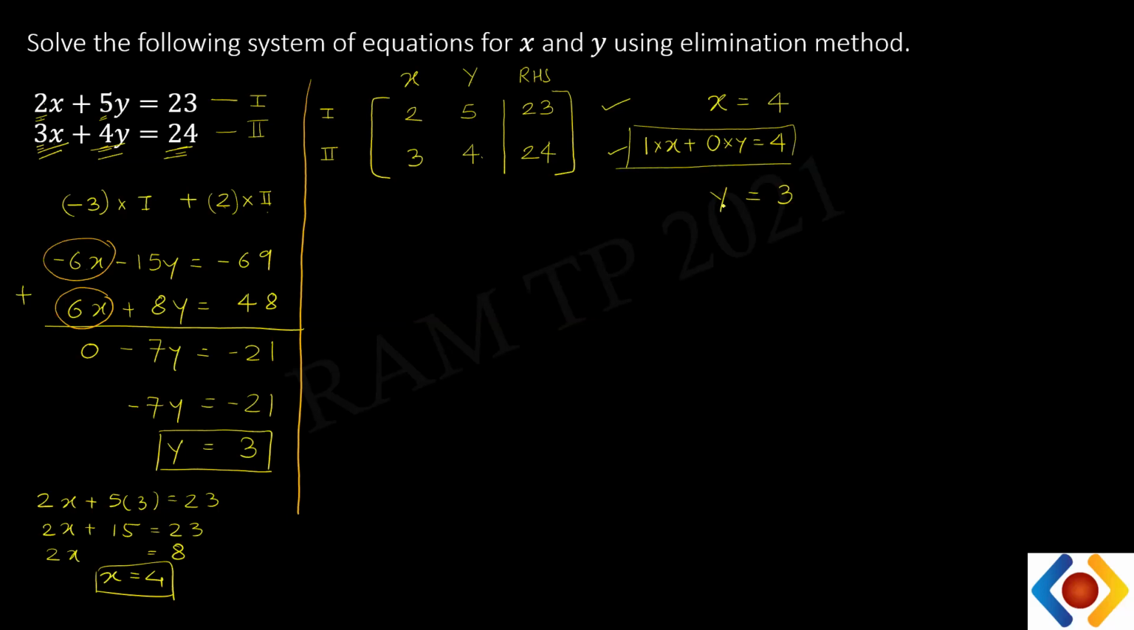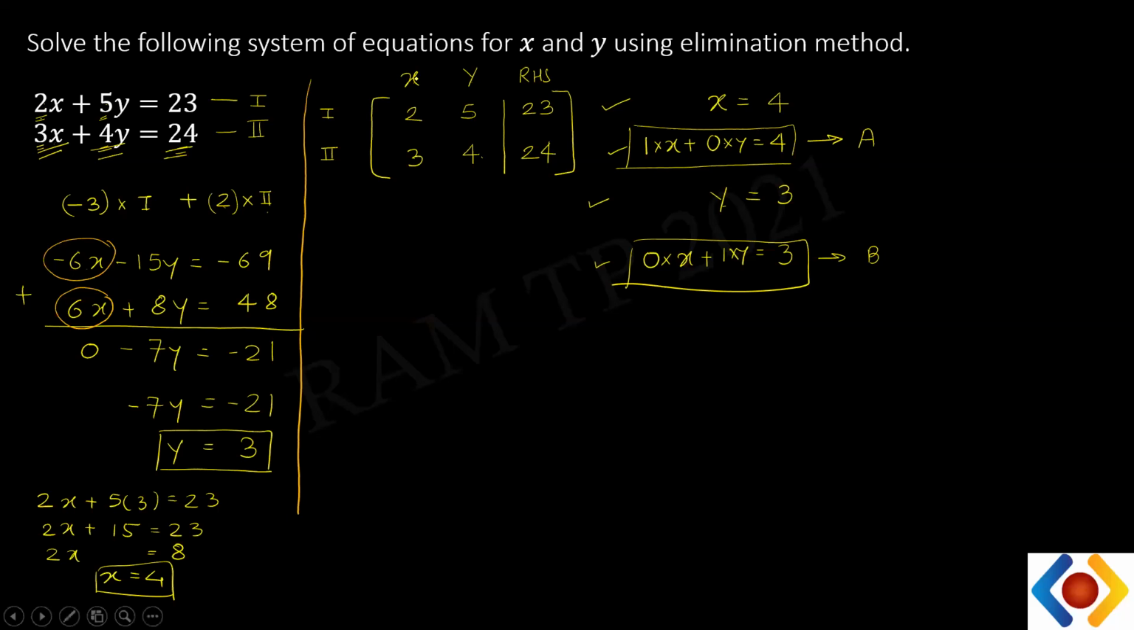Same way, can I write this as 0 times x plus 1 times y is equal to 3? Sorry, this should be x, my mistake. So 0 times x is 0, 1 times y is y. And can I say this equation and this equation are same? Yes, sir. So now we have to convert that matrix into an identity matrix. Let me call this equation A and this equation B.